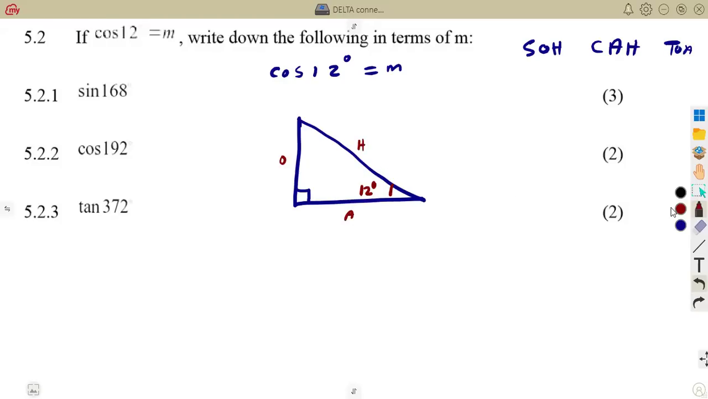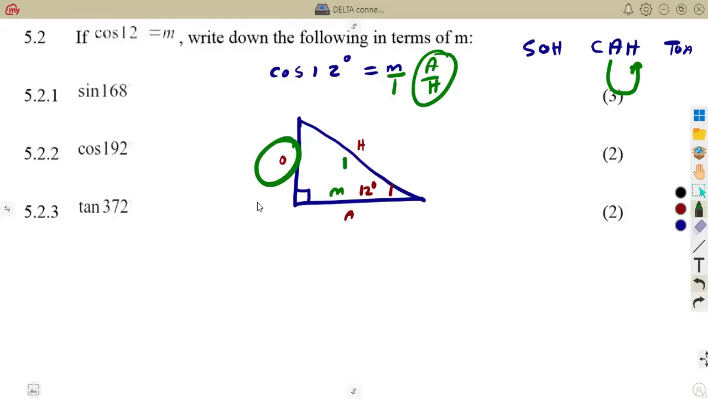Understanding this alone, guys, you can fill in because you know cos is adjacent over hypotenuse. This m is the same as m over 1. So m represents our adjacent, and the hypotenuse is 1. M over 1. So the hypotenuse is 1.